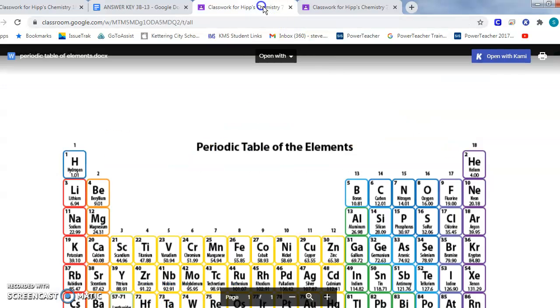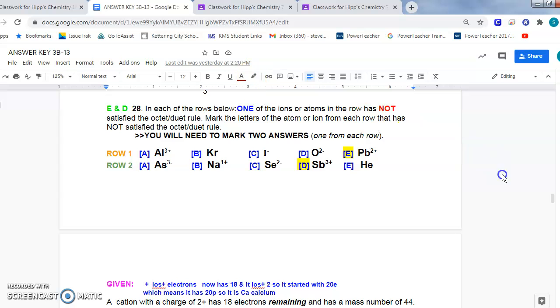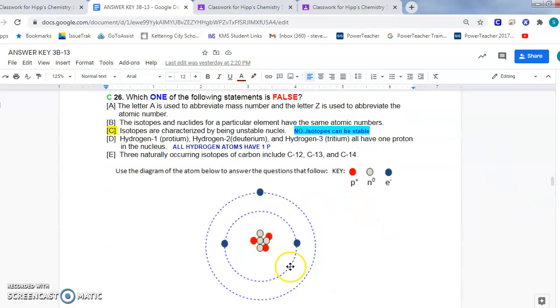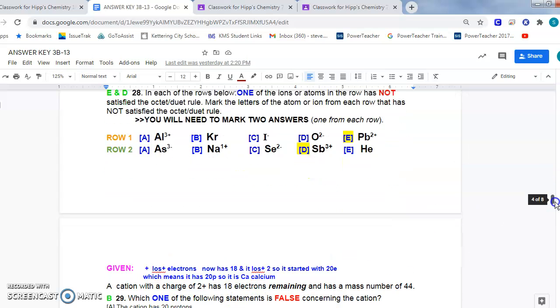We see helium right here. That's a noble gas. It's satisfied the duet rule. Helium has 2 electrons. The first level holds 2 electrons. There's our first level, there's 2 electrons. That's all it holds. It's stable, the duet rule.